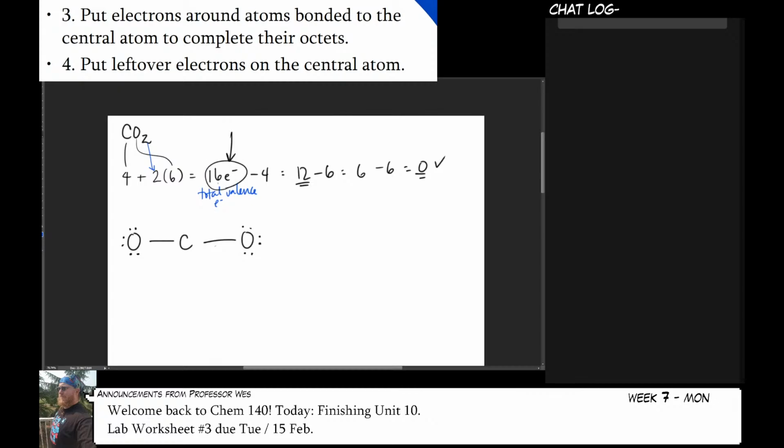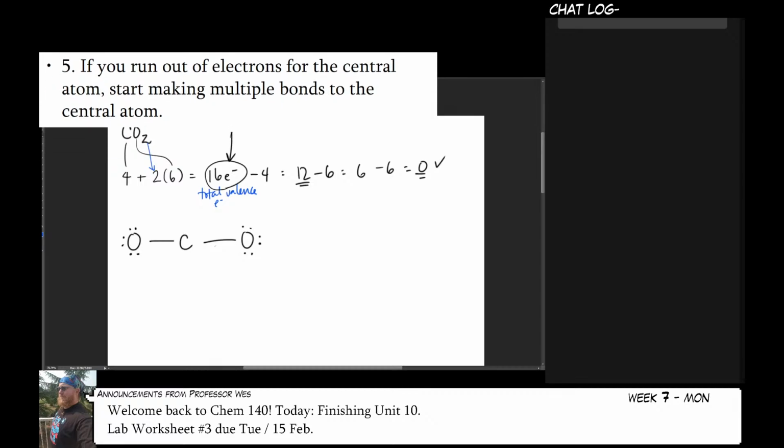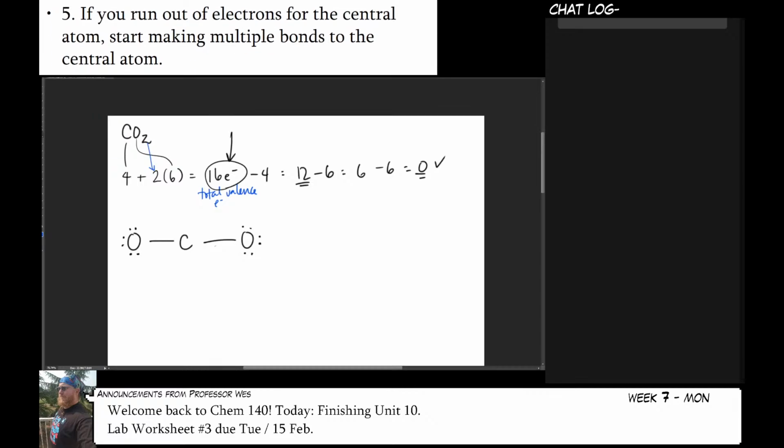Step 4 is put leftover electrons on our central atom. Well, we don't have any left over, so we're forced to skip step 4. We're going to go straight to step 5. You'll notice that step 5 only really applies if you ran out of electrons for the central atom. In this case, we did.